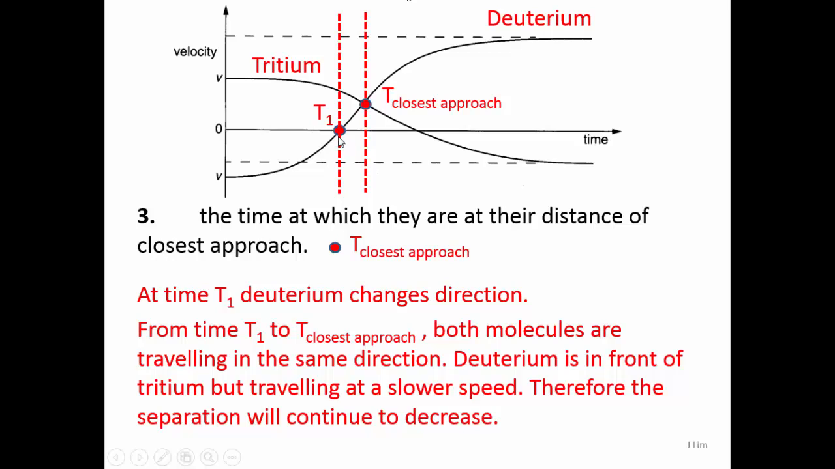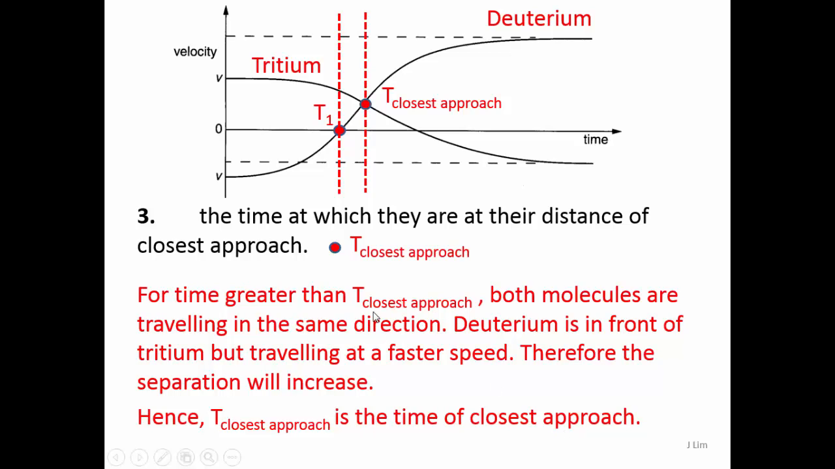From time t1 to t closest approach, the deuterium changes direction at t1. So from negative, it becomes positive. So between t1 and t closest approach, both nuclei are traveling in the same direction. Now the deuterium is in front of the tritium, but traveling at a slower speed. Therefore, the separation will continue to decrease.